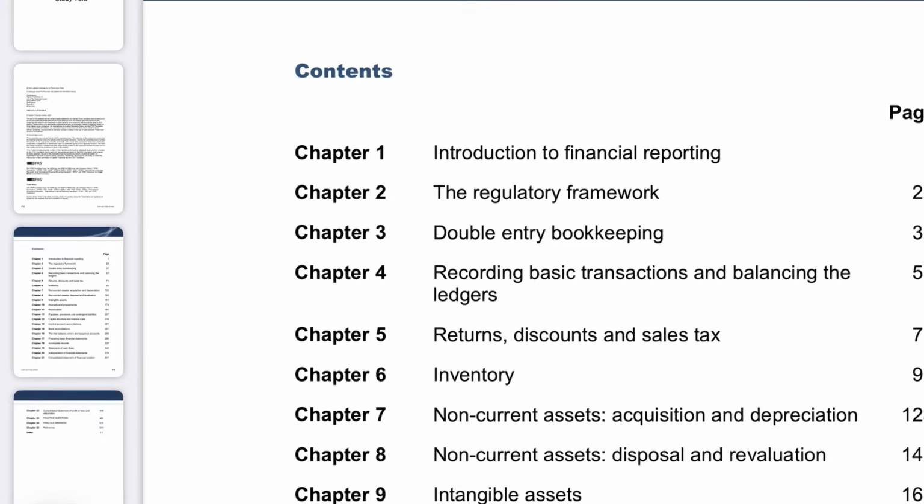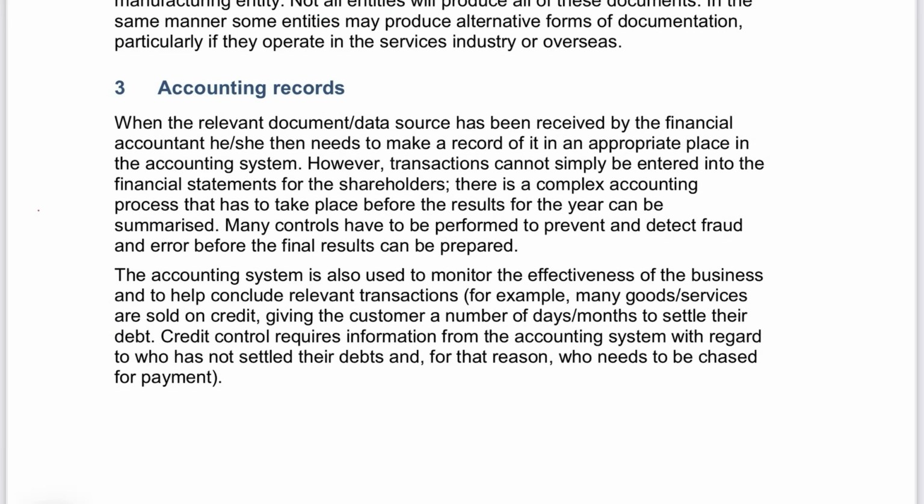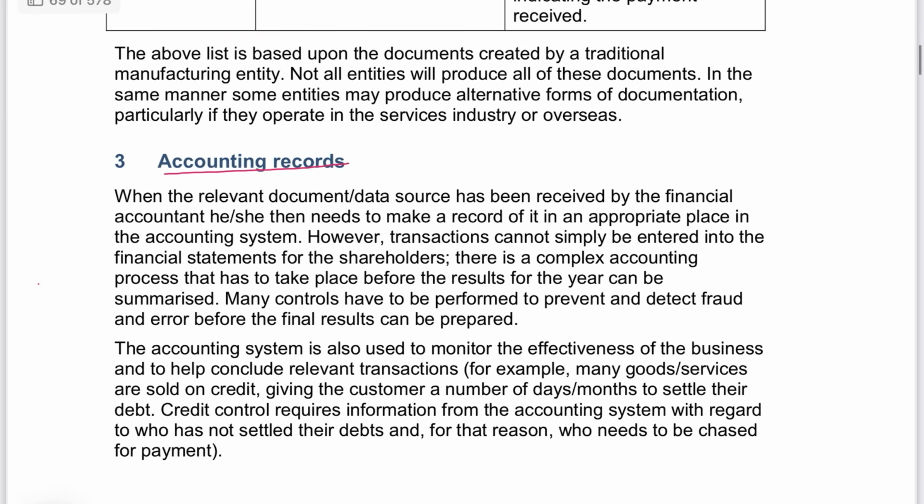So today we are starting part 2 of chapter 3, that is double entry bookkeeping. We already covered chapter 1 and chapter 2, which is theory based, and you can check the videos in the description box. Let's start. So we are starting with the accounting records because we already covered source documents in our previous lecture in part 1 of this chapter.